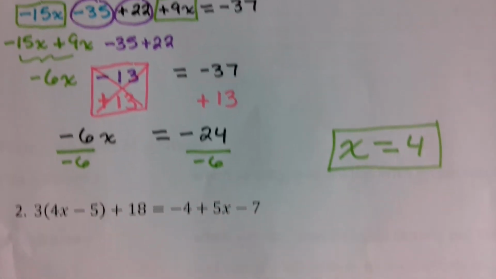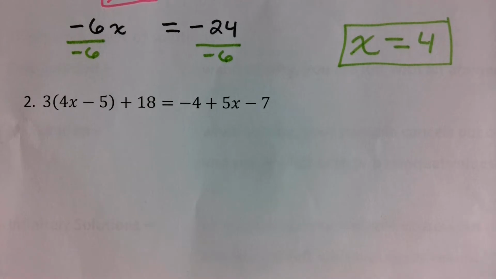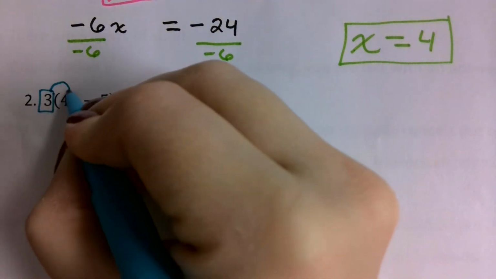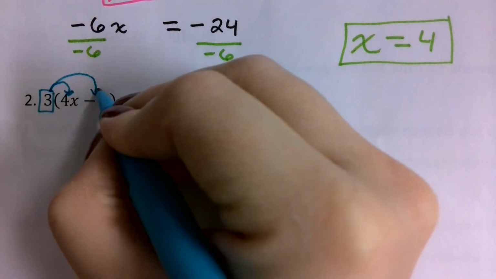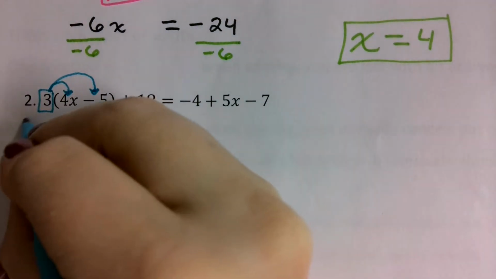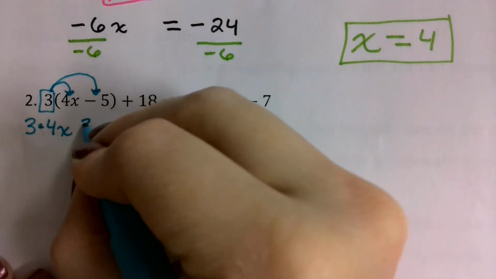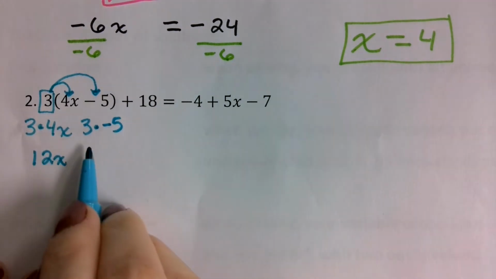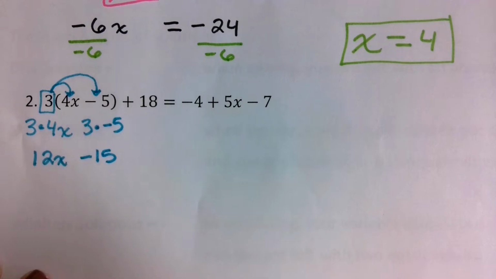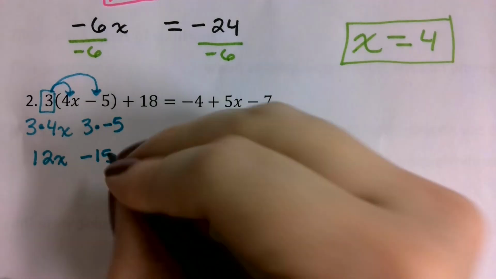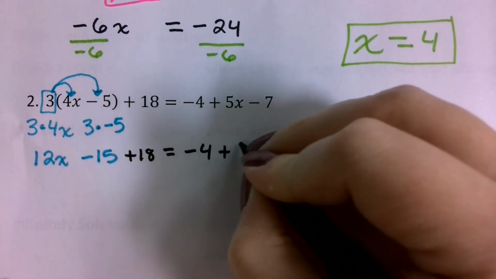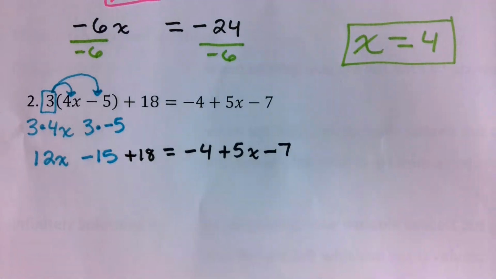Okay? Number 2, problem number 2. Again, first step is to always see if you can distribute, which we can. We have that value of a positive 3 that can be distributed to the 4x and to the negative 5. So we can do 3 times 4x and 3 times negative 5. 3 times 4x is going to give us 12x. 3 times that negative 5 is going to give us negative 15. We still have this plus 18 that comes down equals a negative 4 plus 5x minus the 7.